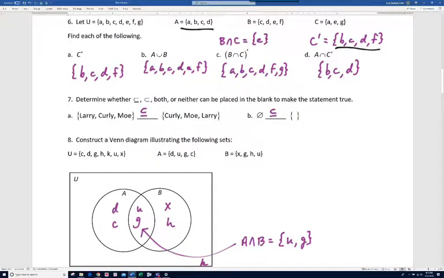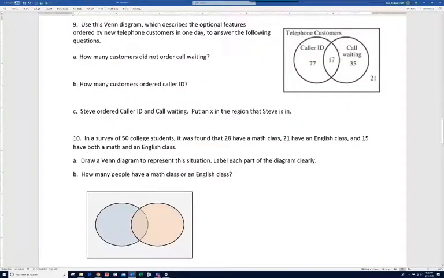So everything in the universal set should be represented in our Venn diagram. All right, let's move on to number 9. It says use this Venn diagram which describes the optional features ordered by new telephone customers in one day to answer the following questions. So we have a circle for caller ID, and we have a circle for call waiting, and the universal set is telephone customers. So how many customers did not order call waiting?